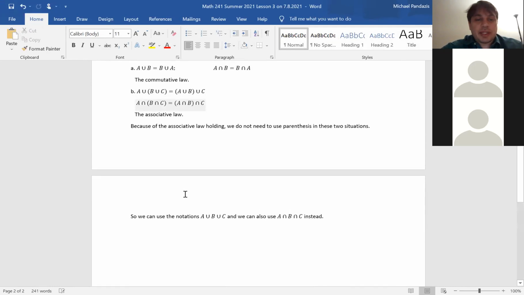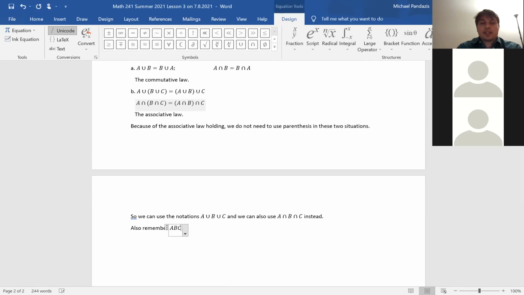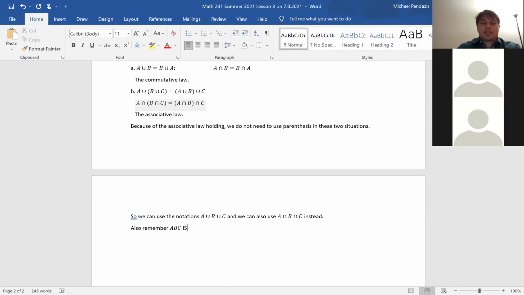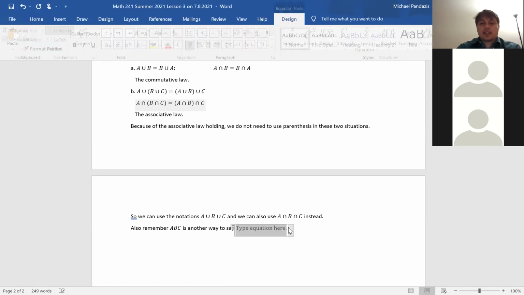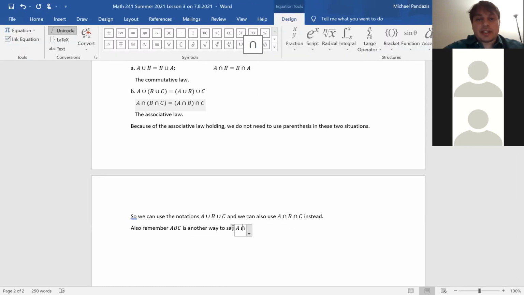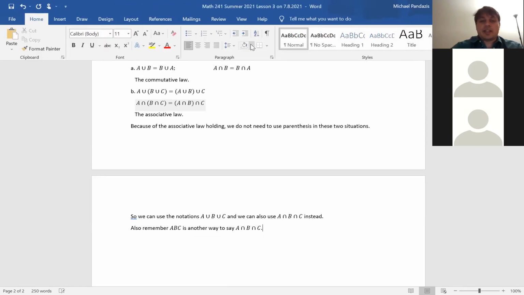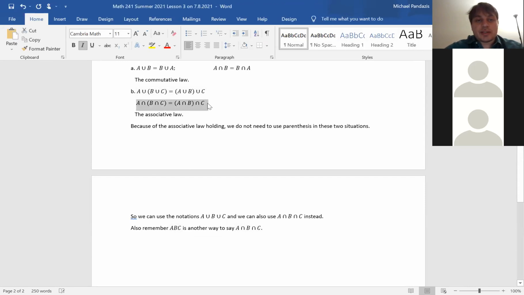Okay, so because of A and B, you can use that without parentheses. And also remember that this is another way to say A intersection B intersection C. Okay. So a faster way to write this is without parentheses and without the intersection symbol. So ABC, you can use that also because of this. Okay, good.